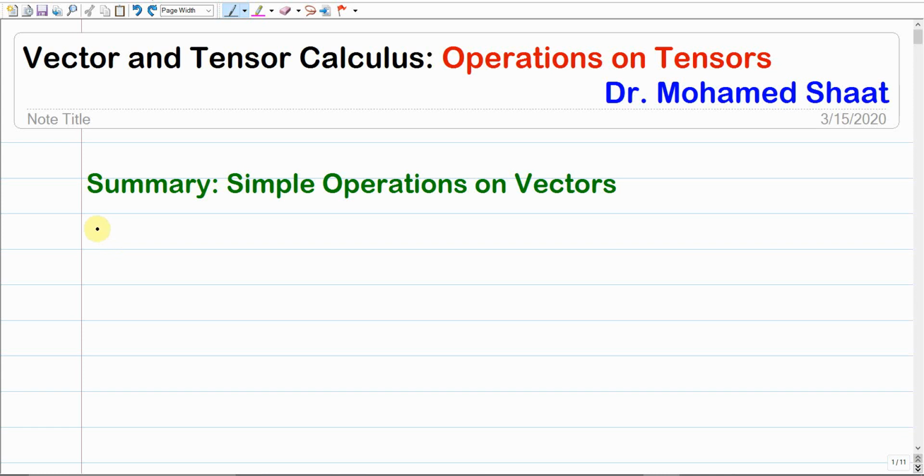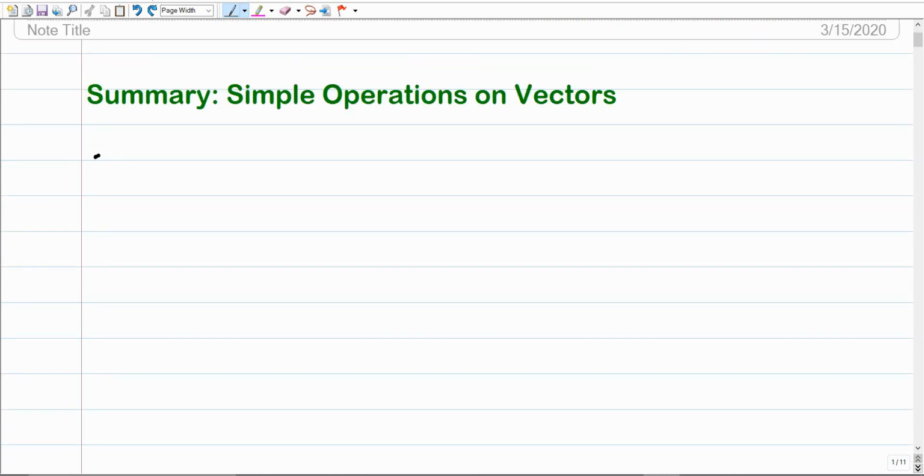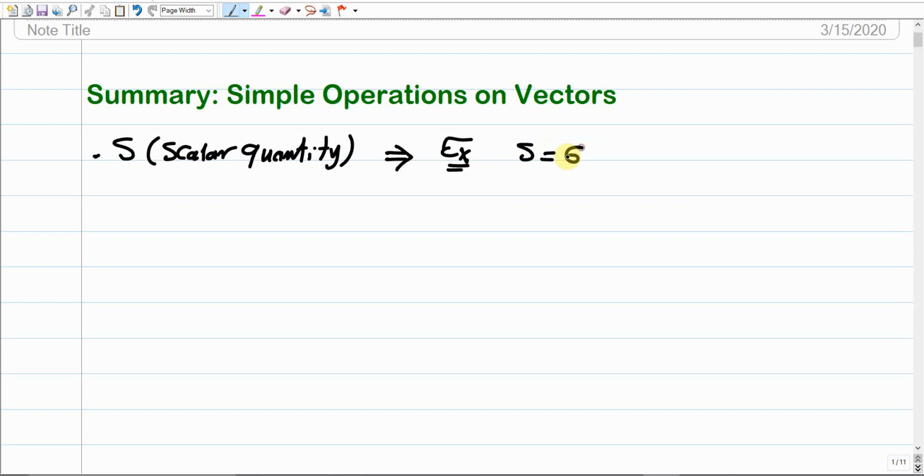We said that a scalar quantity like S, for example, let us assume that S is a scalar quantity. You can use any letter like S, R, Q, whatever it is, just a scalar quantity. For any scalar quantity, it's just a scalar. For example, you could have S equals 5 or 6 or 7 or -1, or even 3x squared y, as we are going to discuss in today's lecture.